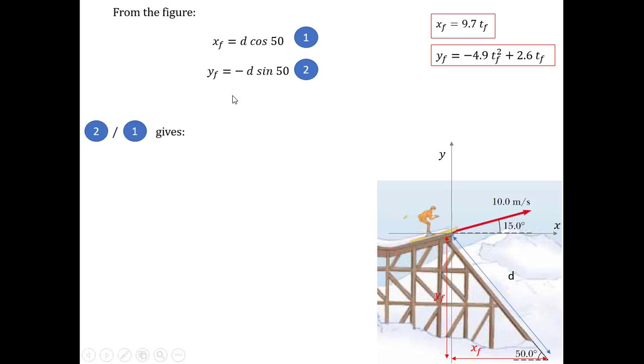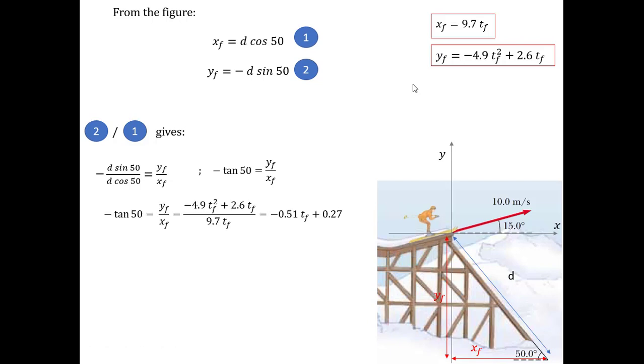So one of the best suggestions is to eliminate D by dividing 2 by 1. If we divide 2 by 1, we will eliminate D. So let's look at 2 over 1. It gives YF over XF, which is equal to minus d sine 50 over d cosine 50. So d and d cancel each other. We obtain sine over cosine, this is tangent 50, and we have the minus sign, we don't forget it, equal to yf over xf. You see, this is the third equation that we can use here.